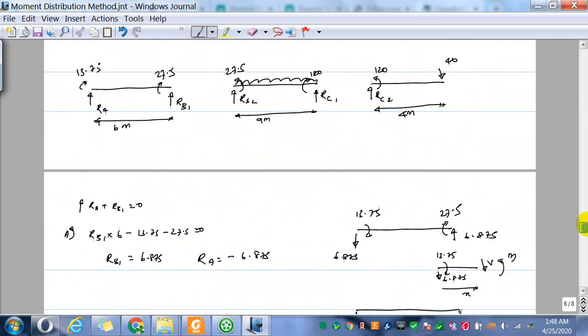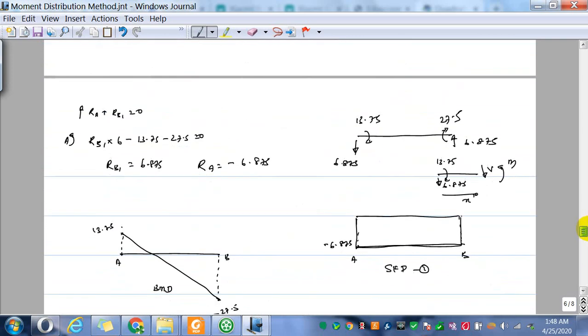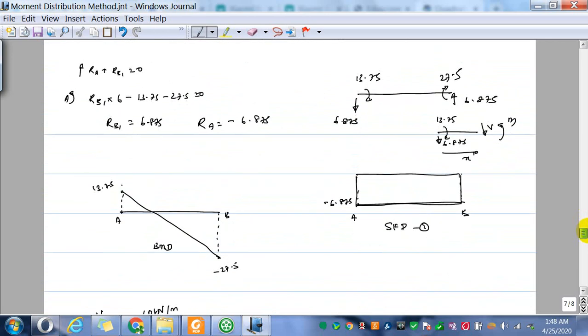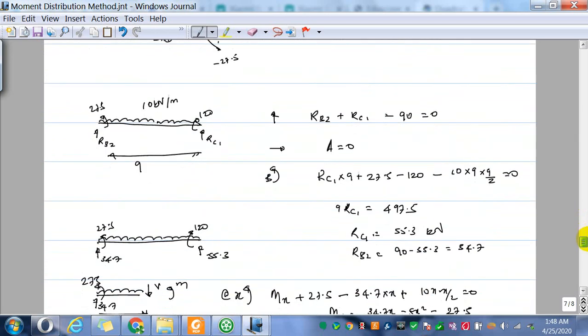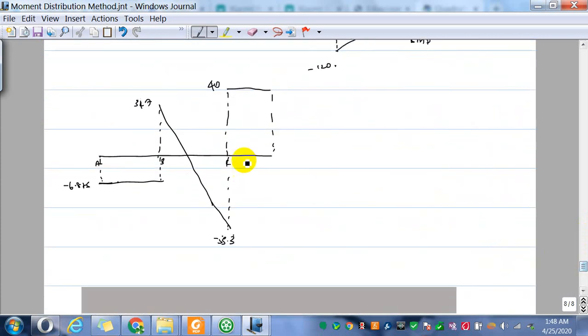So for the reactions, for example, 6.875 for RB1, and RB2 is 34.7. So this is the shear force diagram for the beam.